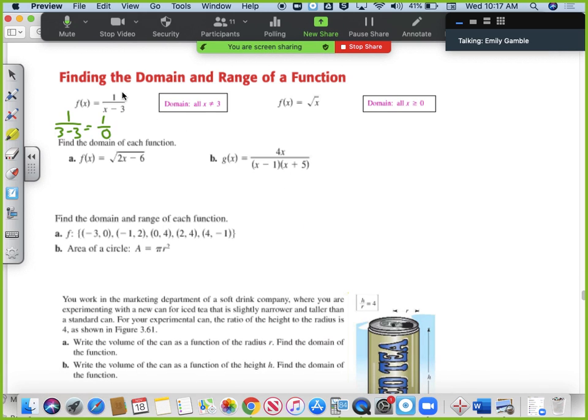And that's where I would want you to write it right here. It's easier to say all numbers except for when x is equal to 3. That's easier to write. And the inequality would be negative infinity is less than x is less than 3, and 3 is less than x is less than positive infinity.